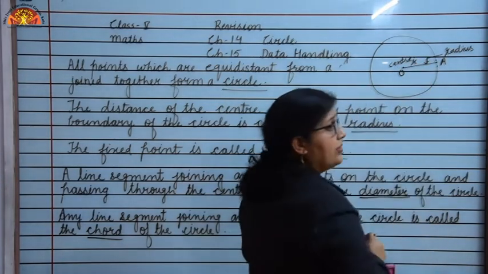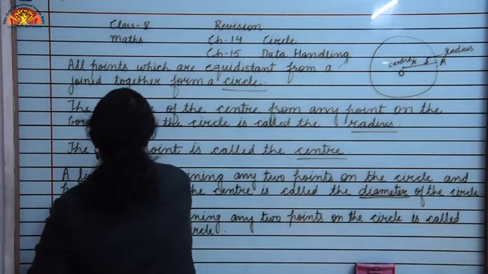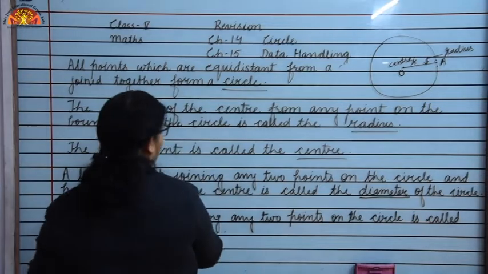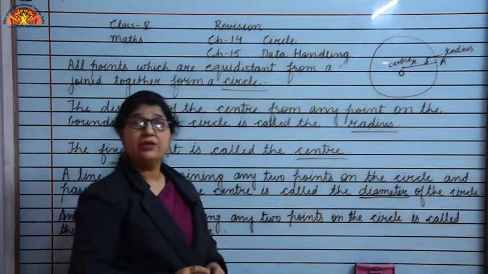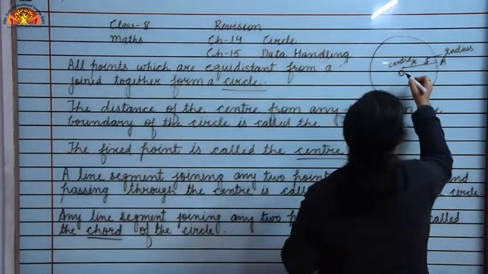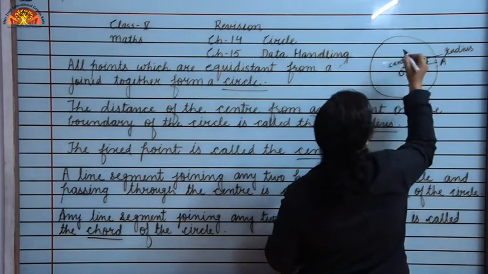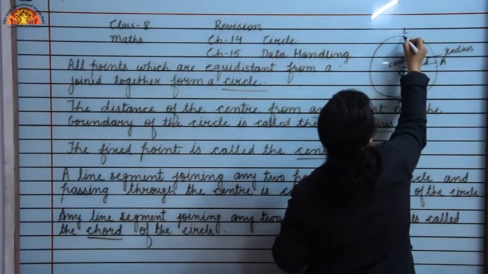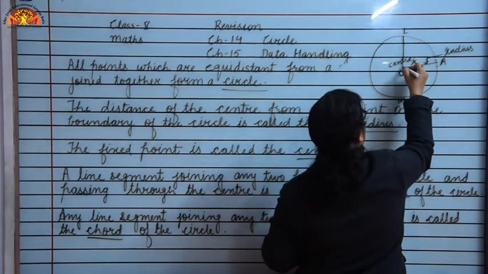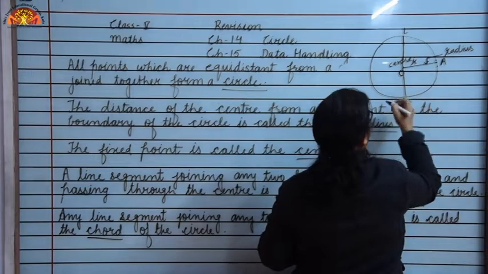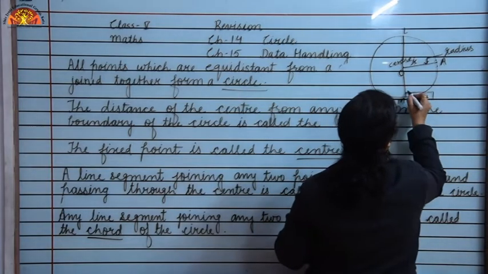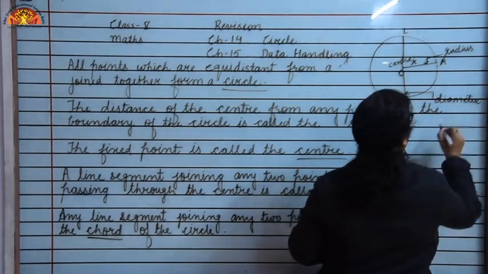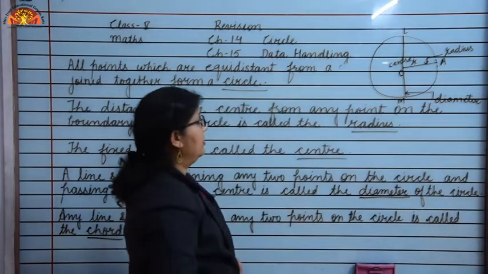A line segment joining any two points on the circle and passing through the center is called the diameter of the circle. Which means when we mark two points on the circle, suppose this is L and this is M, and we join these 2 points passing through the center, it is called the diameter of the circle. This is the diameter.